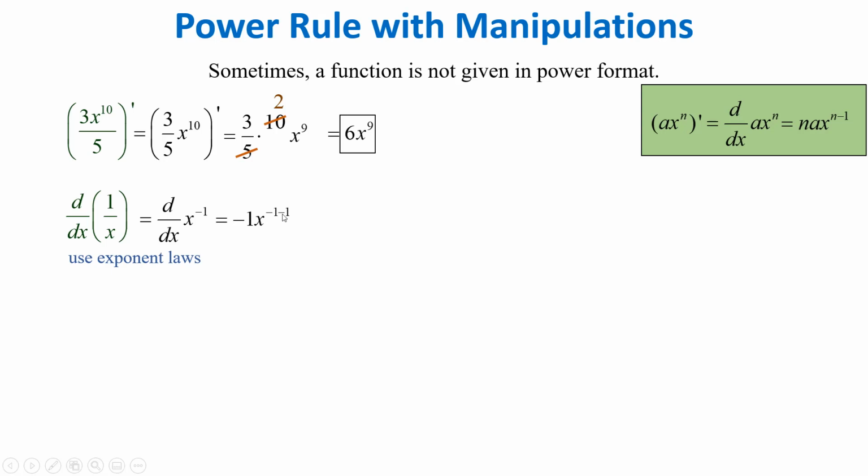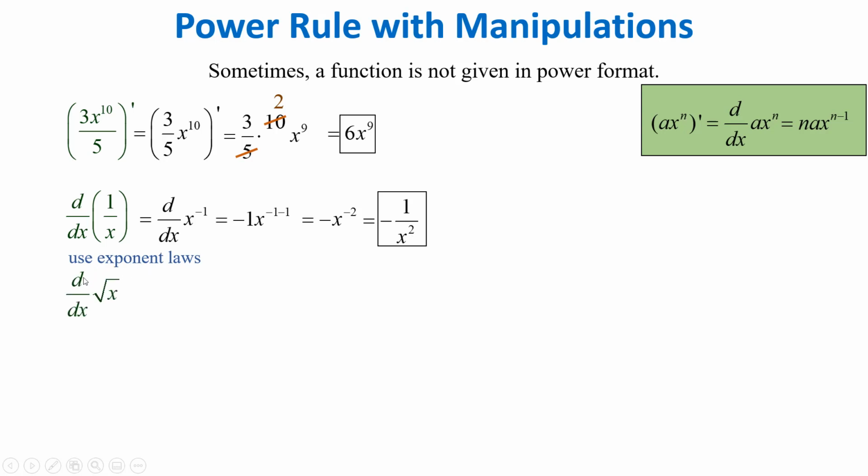Minus 1 minus another 1 is negative 2. And a lot of times they'll ask you to write this as a positive exponent. So again, using your exponent laws, you're going to put the x to the negative 2 back down into the denominator by making the exponent positive. Final derivative, negative 1 over x squared.